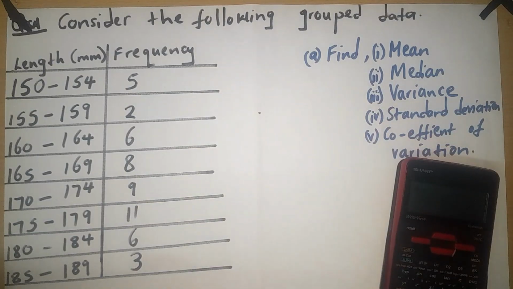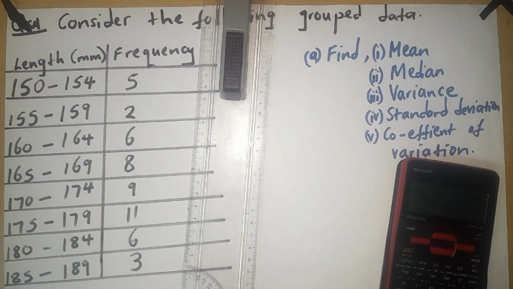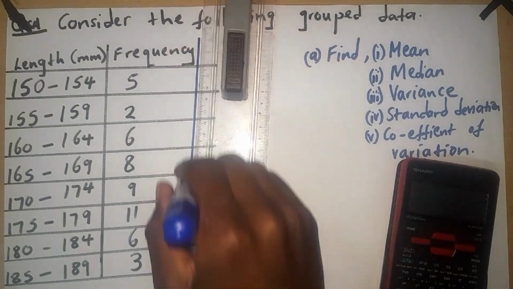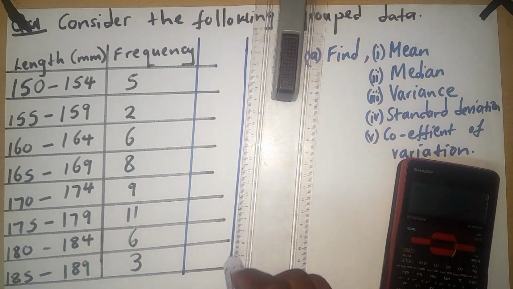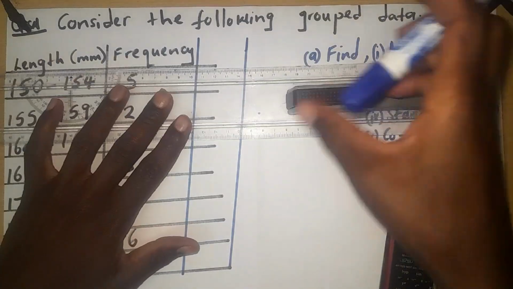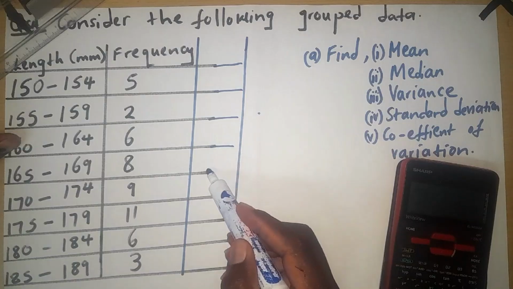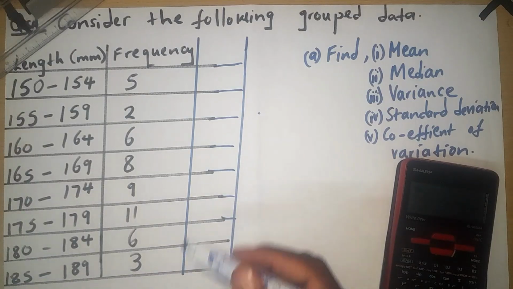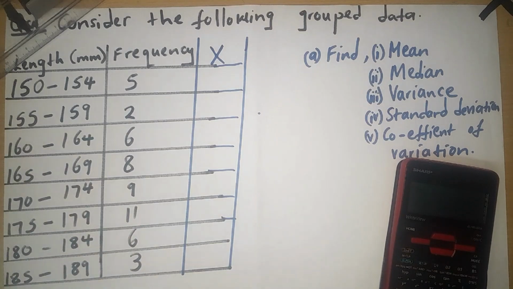Firstly, before feeding our data, we need to find the midpoint of each class interval. So we're going to add another column for the midpoints of each class interval. The midpoint is represented by the letter x. So now how do we find the midpoint?